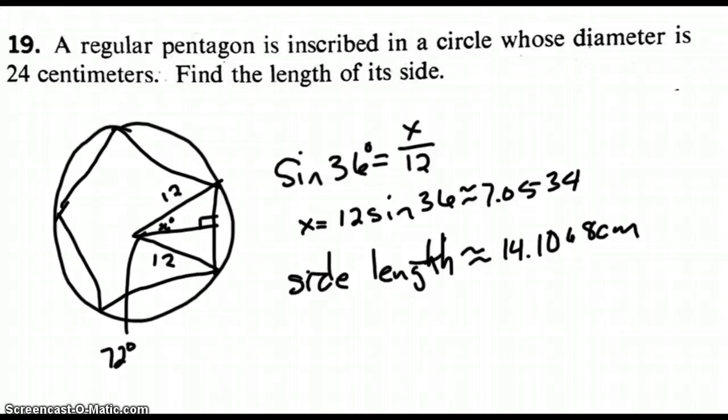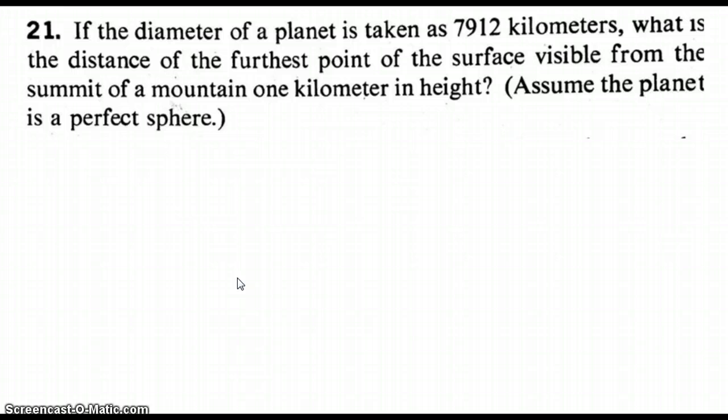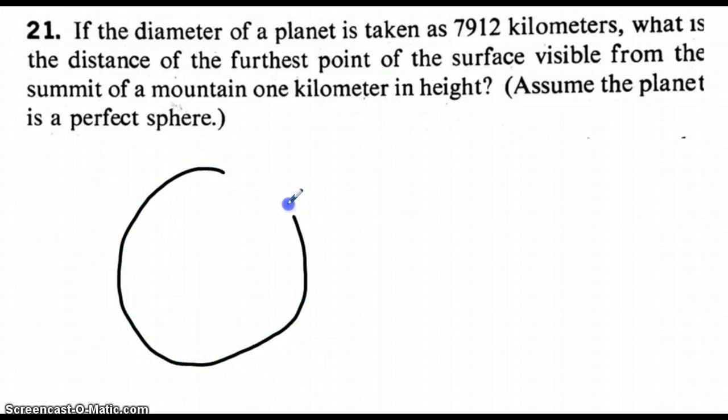All right, let's go to another one of the more difficult problems. The diameter of a planet is taken to be 7,912 kilometers. What's the distance from the farthest point to the surface visible from the summit of a mountain 1 kilometer in height? All right, looks like we're working with the planet again now. So let's draw a planet. The diameter is 7,912, so our radius will be 3,956.